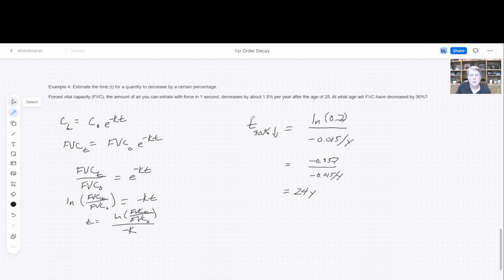But the question was, at what age will FVC have decreased by 30%? Well, that age will then be 49 years.